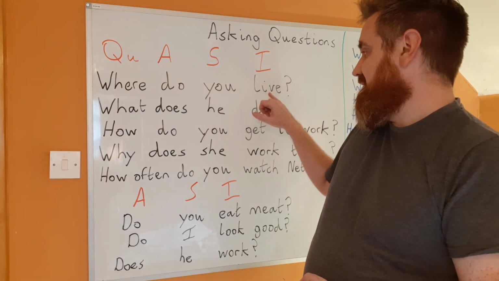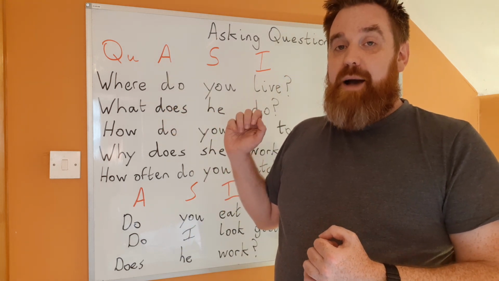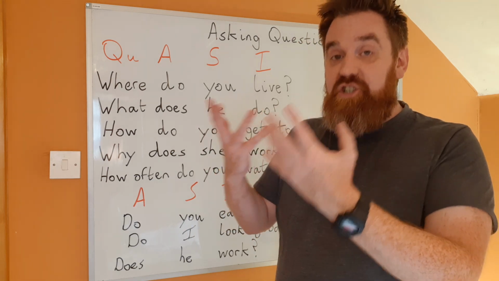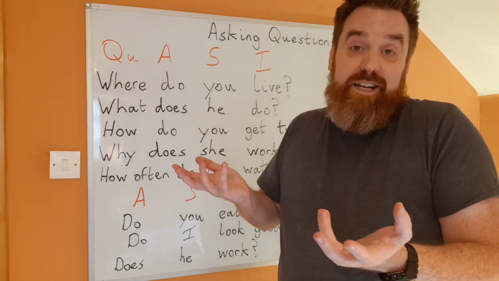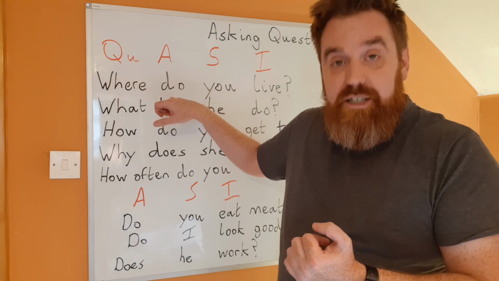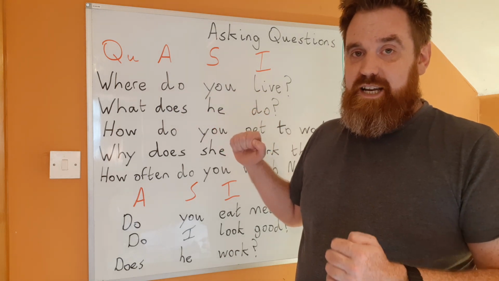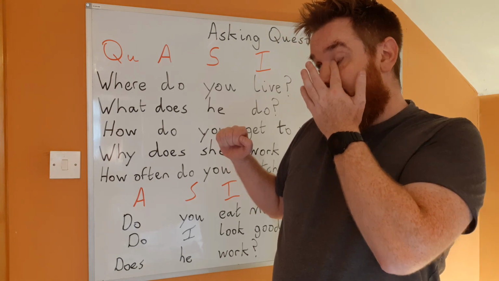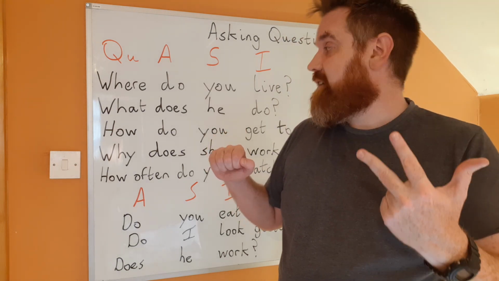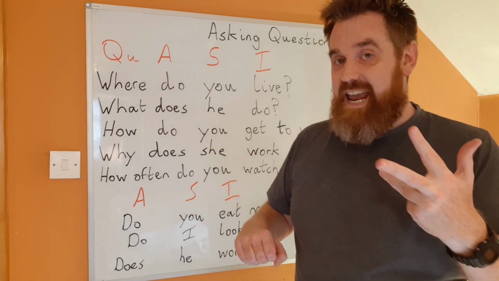Where do you live? If I asked about a woman and I said I wanted to know where she lives, what would I say? So I would say, where does she live? Okay, does for she. You use does for he, she, it. And do for I, you, we, they.